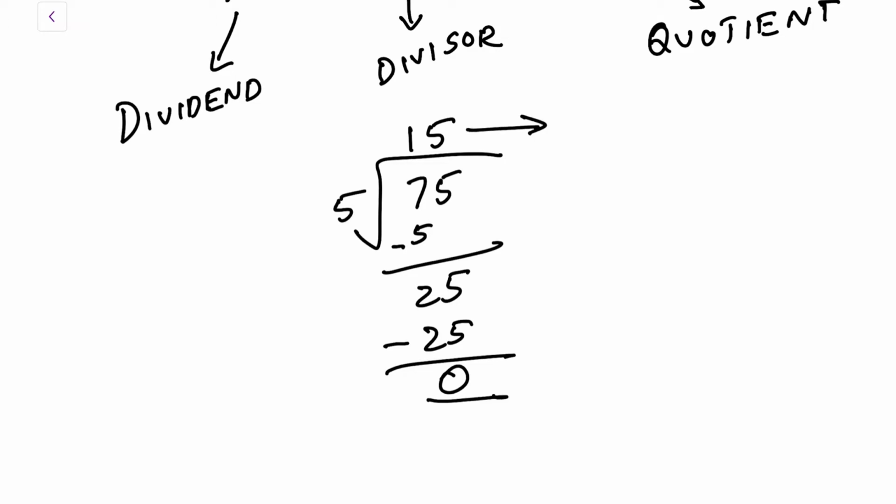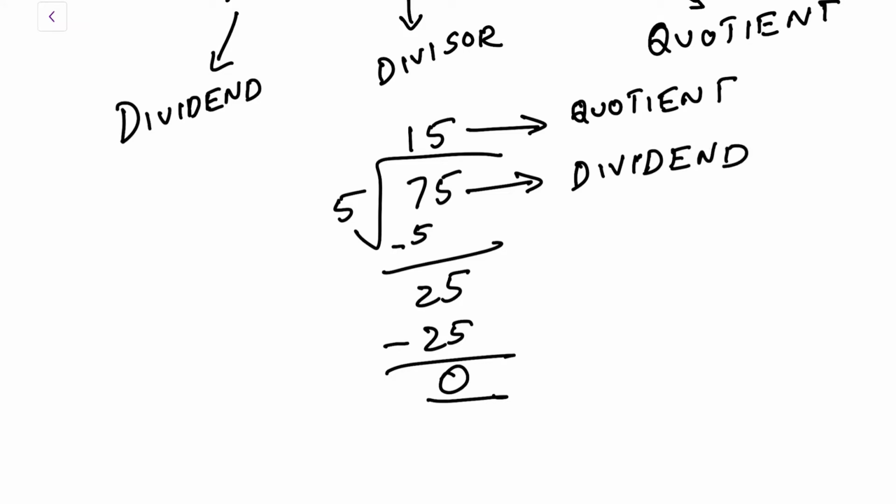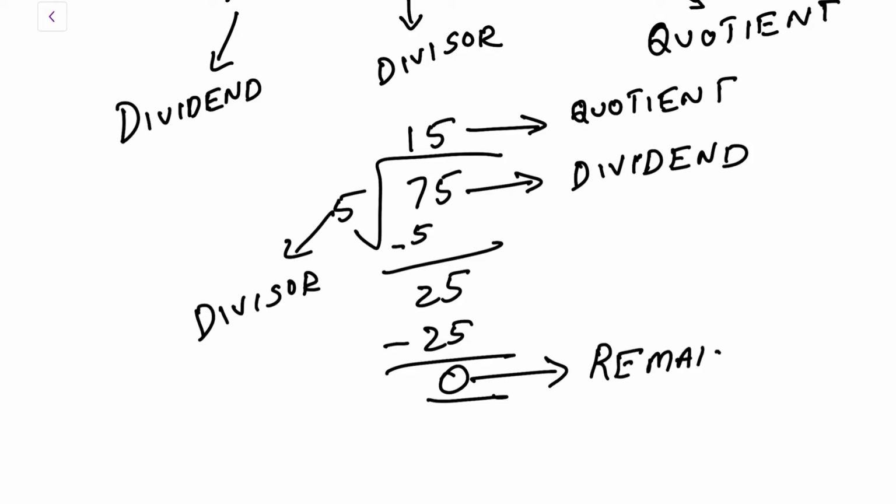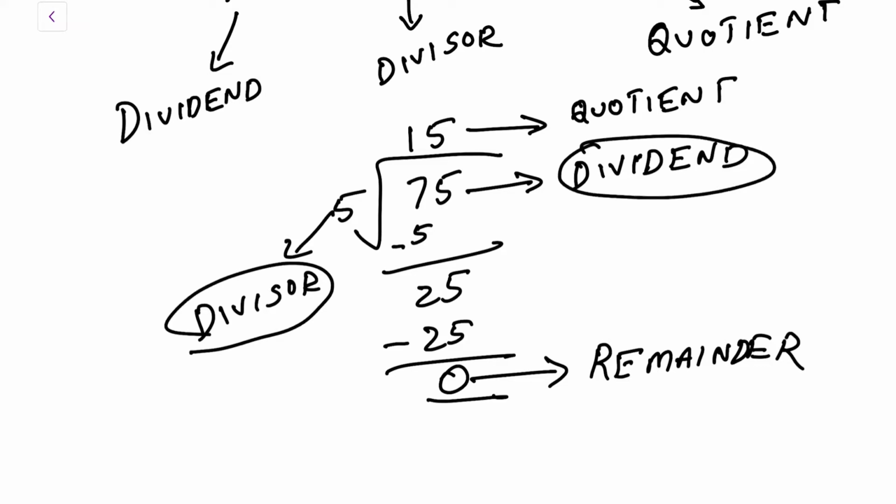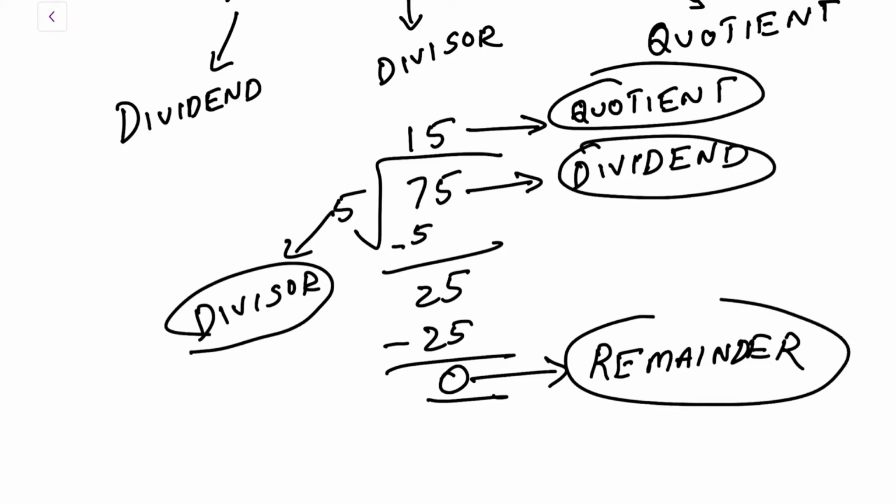So here you can see that 15 is your quotient, 75 is your dividend, 5 is your divisor, and 0 here is your remainder. These are some of the terms that you need to learn when it comes to division. We have divisor, dividend, quotient, and remainder.